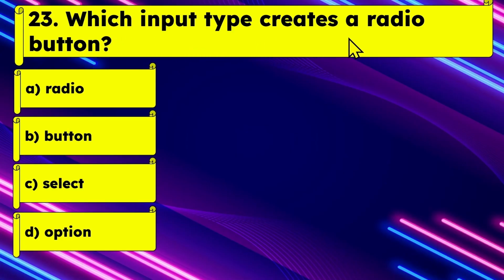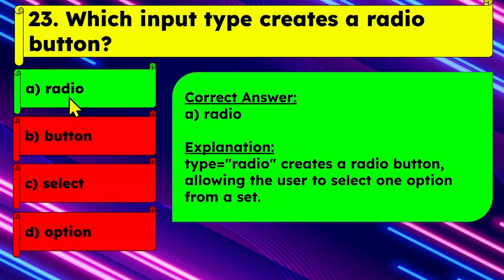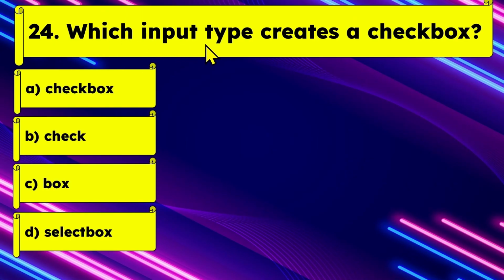So let's jump to our next question. Which input type creates a radio button? Option A, radio. Option B, button. Option C, select. Or option D, option. So here the correct answer will be option A. As you can see, type equal to radio creates a radio button which allows the user to select an option from a set.